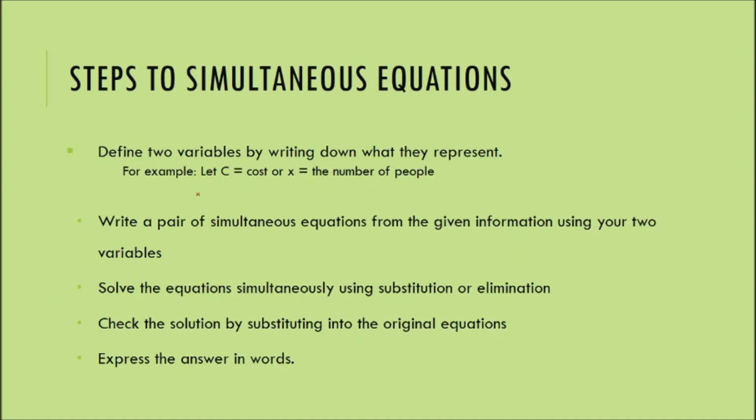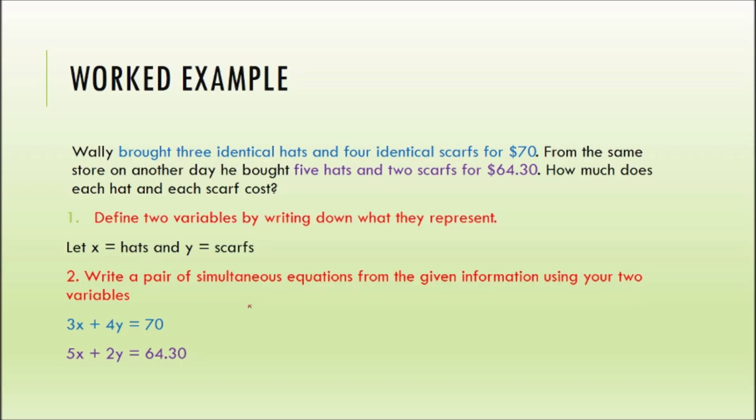So these steps: you need to define two variables by writing down what they represent. Like I said, C equals cost, or X equals the number of people. That's an example. Then you write a pair of simultaneous equations from the given information using the two variables you have chosen. Then you solve the equations simultaneously using substitution or elimination. Finally, check the solution by substituting into the original equations, or just one, and express your answer in words. We're going to go through this step by step.